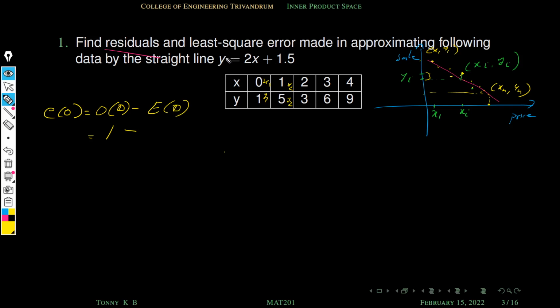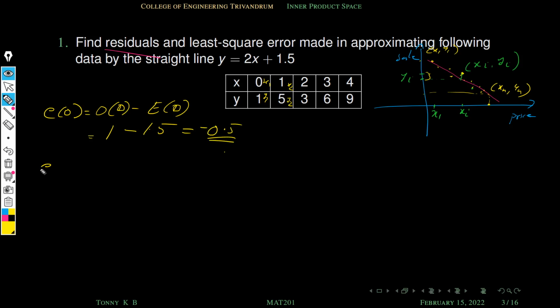Okay, we assume that there is a straight line relationship. So this is our expected straight line. What is the value of the straight line when x is equal to 0? When x is equal to 0, y is equal to 1.5. So our expected value is 1.5. So this difference is minus 0.5. Right, so this residual is negative.